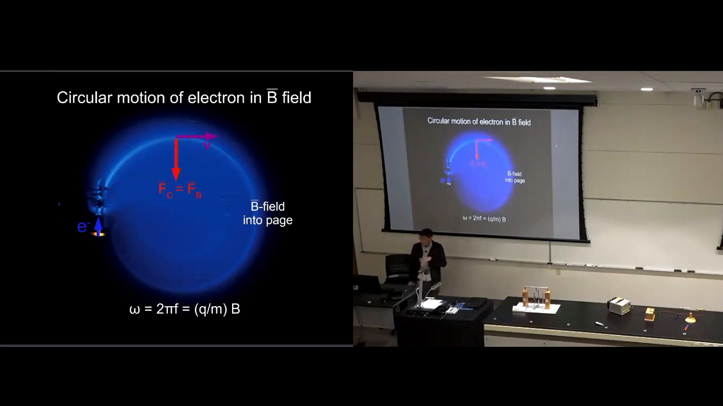Well, also, in the case of magnetism, particles like electrons or protons or ions of some type will execute beautiful circular motion in a magnetic field. So I just want to talk about that a little bit. This picture here shows you the circular motion of electrons in a magnetic field.